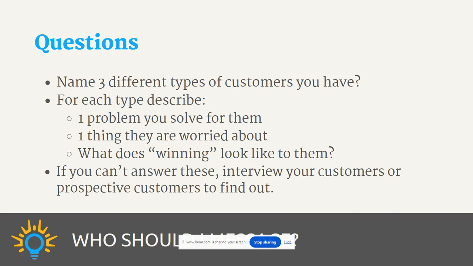We want to get very specific about one problem that your product or service solves for them, one thing that they are worried about that's connected to your product or service, and then what does winning look like to them? So in other words, in a perfect world related to your product or service, what would a perfect solution be? So think of those three things relative to each of the customer types that you're describing above.